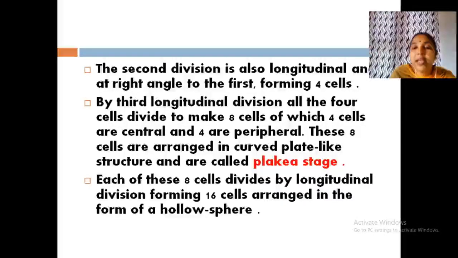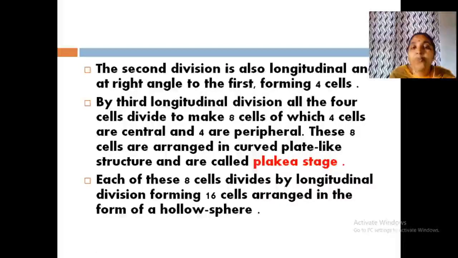Okay. Then in the 8-cell condition, they are arranged in a curved plate-like structure. Curved plate-like structure. That condition is known as what? Plakea stage. So what is the Plakea stage? The 8-celled condition during the asexual reproduction of Volvox, where the cells are arranged in a curve. Clear? Arranged in a curved plate-like structure.